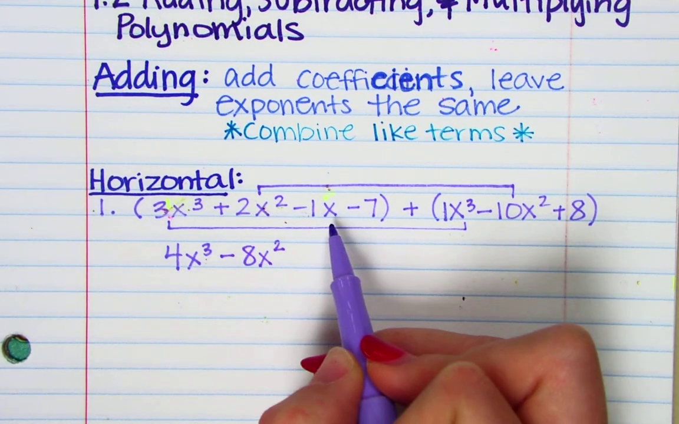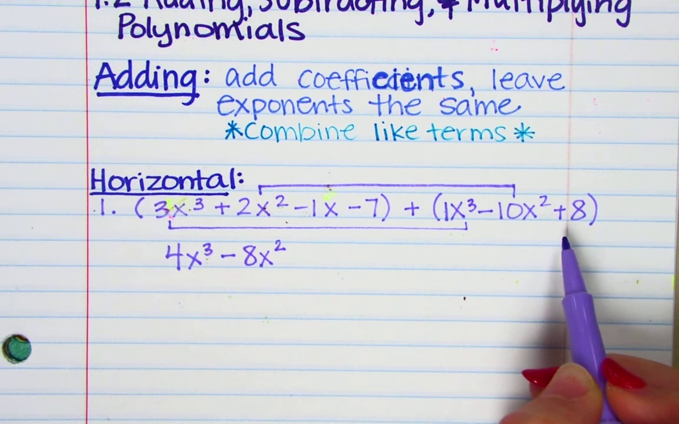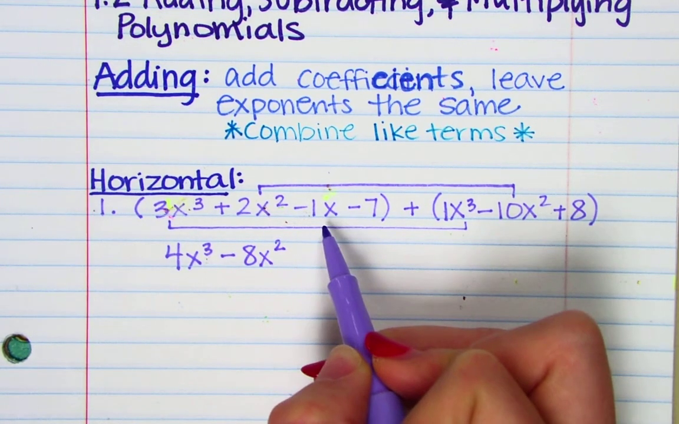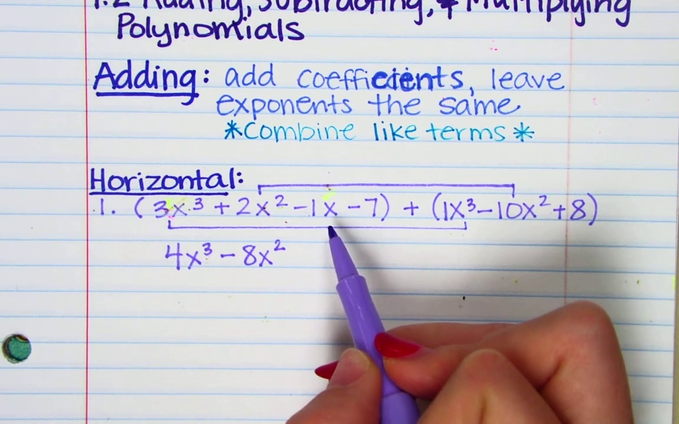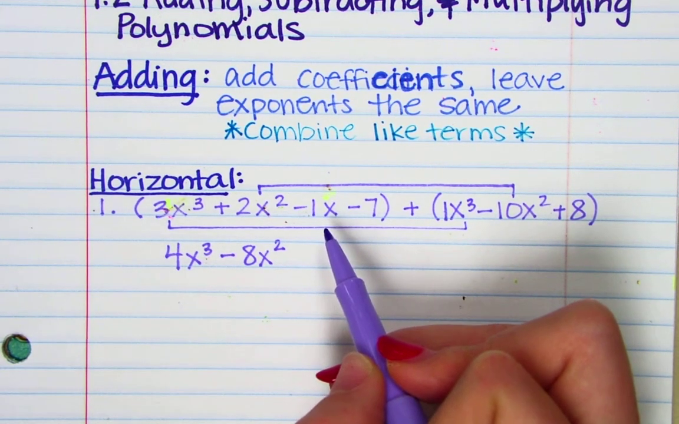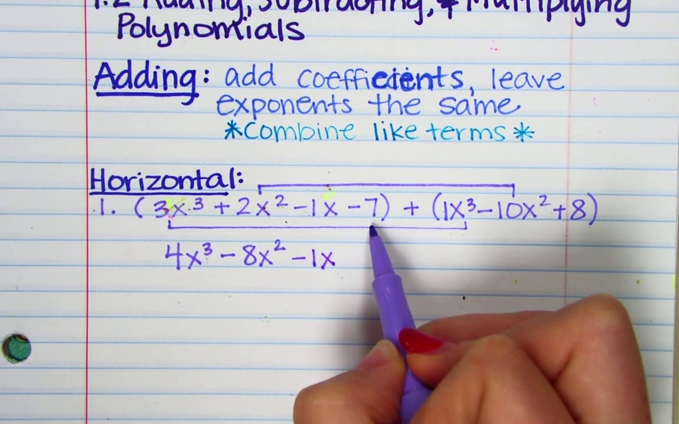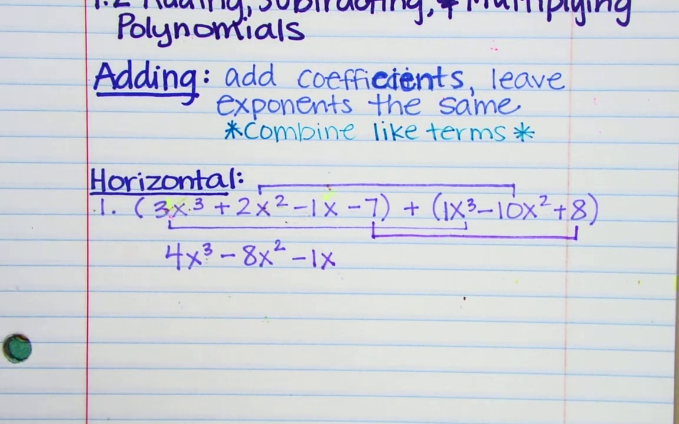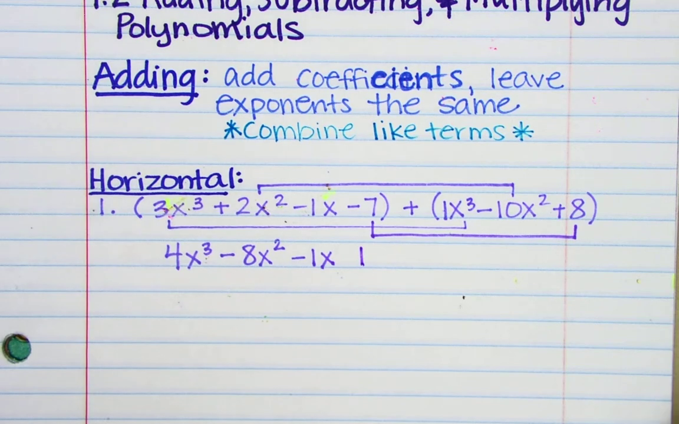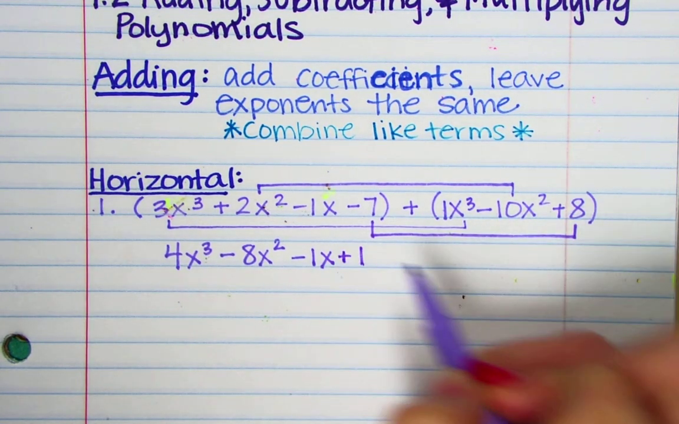What about this minus 1x? It's going to stay the same, right? There's not an x over here. Anytime there's something in one set of parentheses that's not in the other set, we'll just bring it down. If we can't match it up with like terms, we just bring it down. Then what about the negative 7? Negative 7 plus 8 is going to be a 1. But I can't just put a 1 there. I have to put a plus 1, right? I have to put something in between.